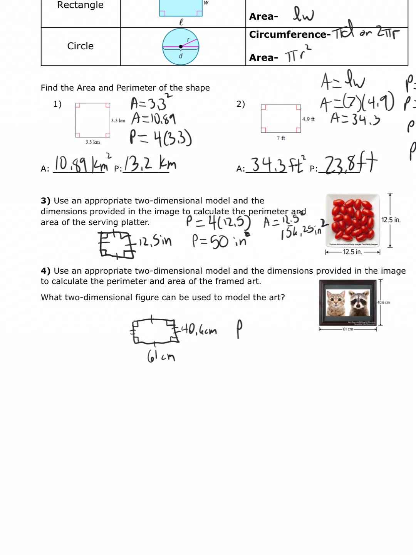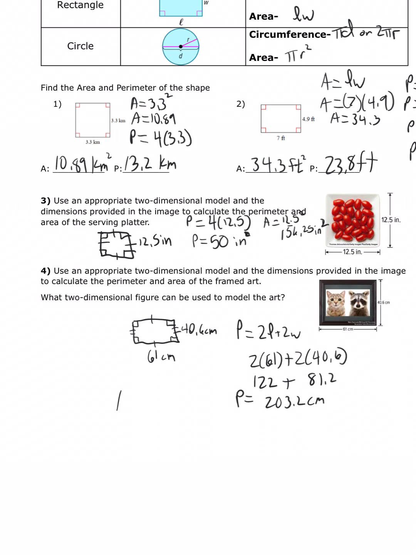So now, perimeter, we can do 2 times the length plus 2 times the width. So 2 times 61 plus 2 times 40.6. 2 times 61 is 122. 2 times 40.6 is 81.2. And we add those together, and we get 203.2 centimeters. And that's the perimeter of this picture frame.